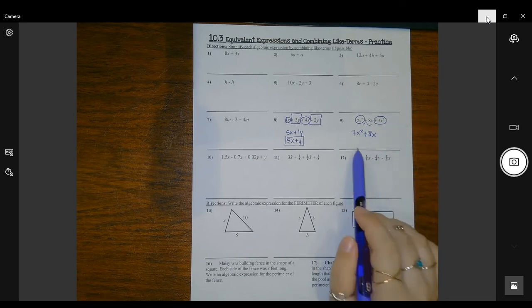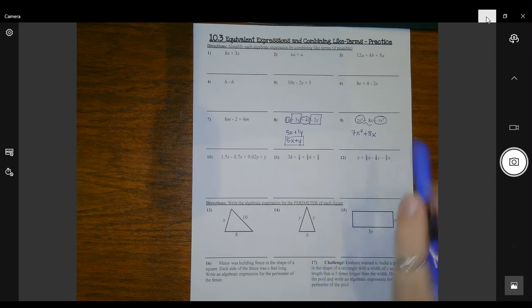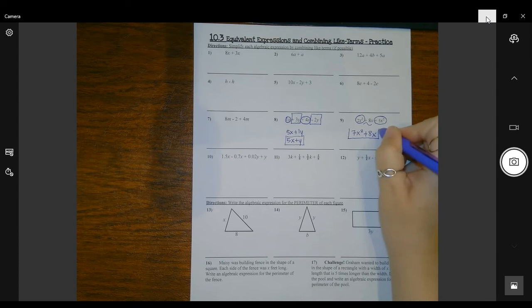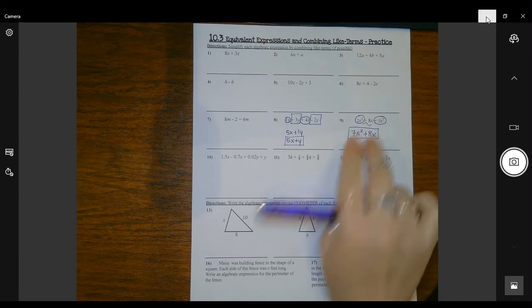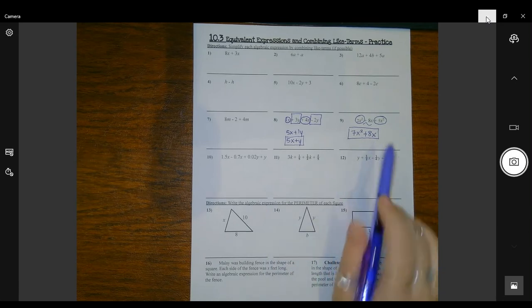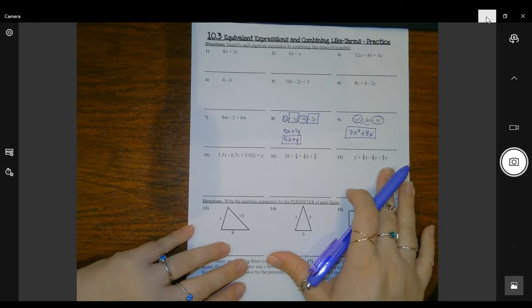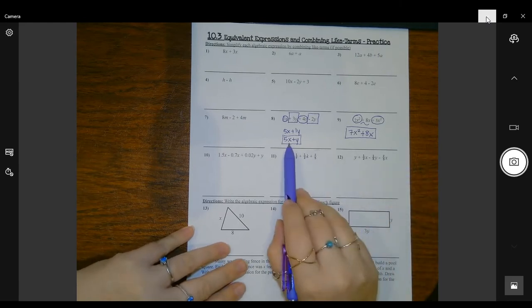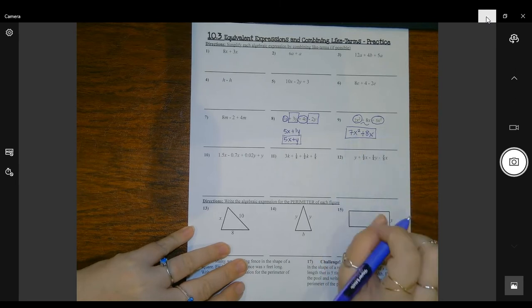Now, I don't combine these and get like 15x squared or 15x cubed, whatever. This is my final answer, because in order to be a like term, it has to be the same letter and raised to the same power. And this has an x squared and that doesn't. So that's as far as I can go. Okay, so again, when you're deciding to write these out, whatever comes first in the alphabet, that term comes first. And then if there's two of the same letter, then you put whichever one has the highest exponent first.